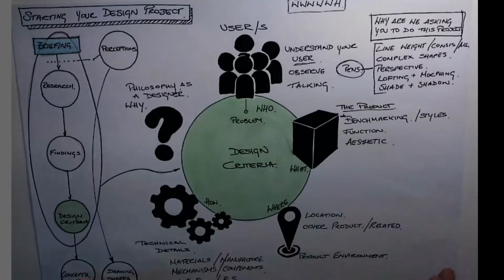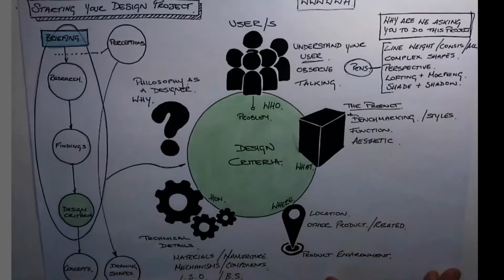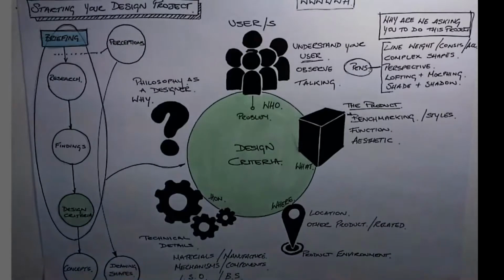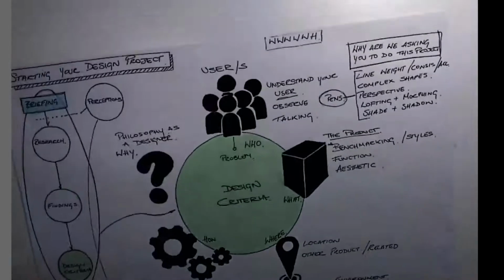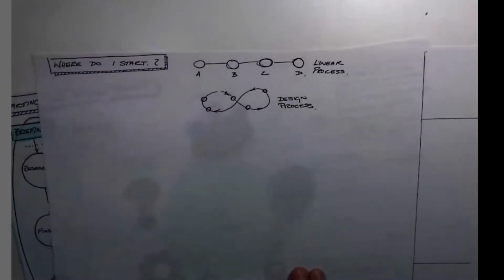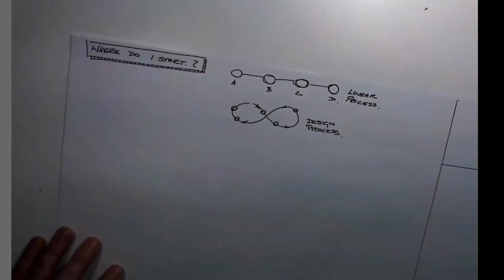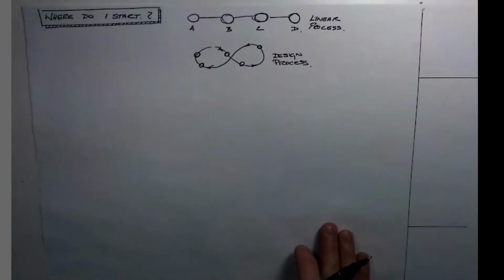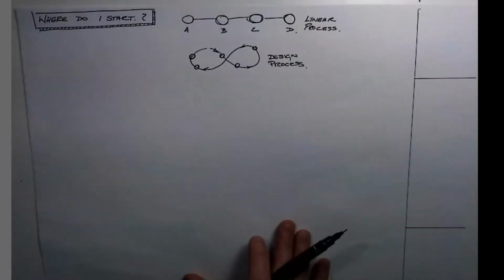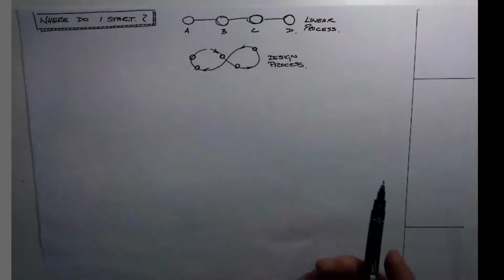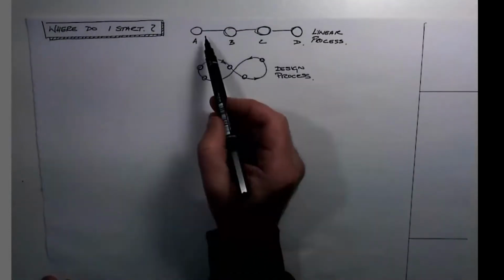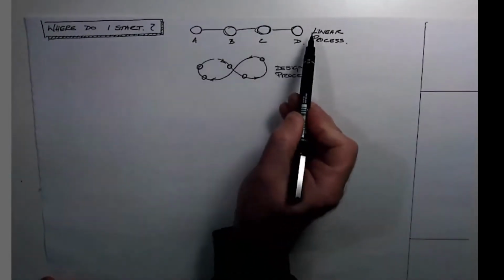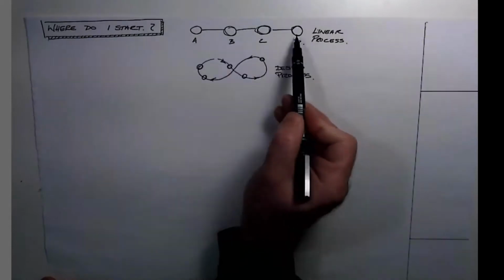So what I'm going to do now is move on to another sheet, and just to give you an idea of what we're doing. So I'll just take this now there. So now we're at this kind of notion of where do I start? And that can be very, very confusing. Now, this is the process that the majority of you are used to at the moment. It's called a linear process.